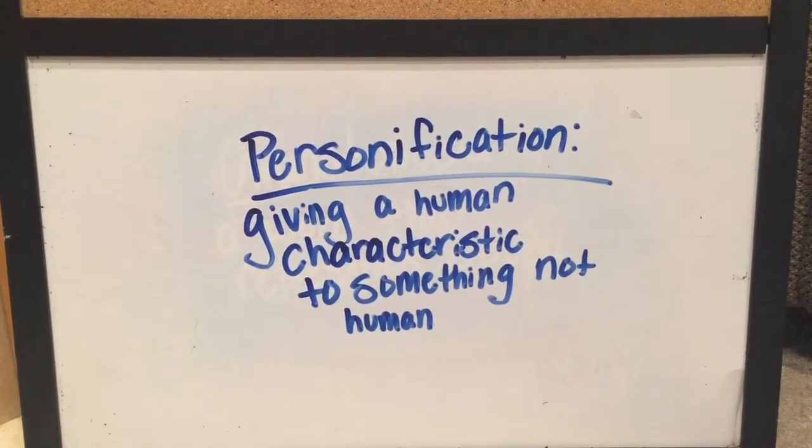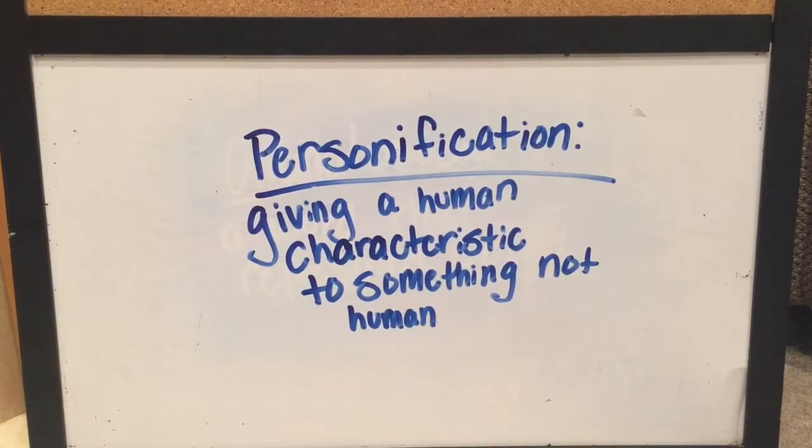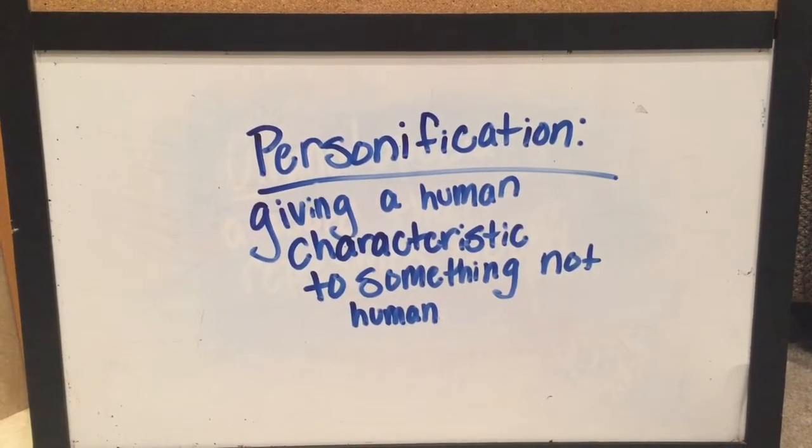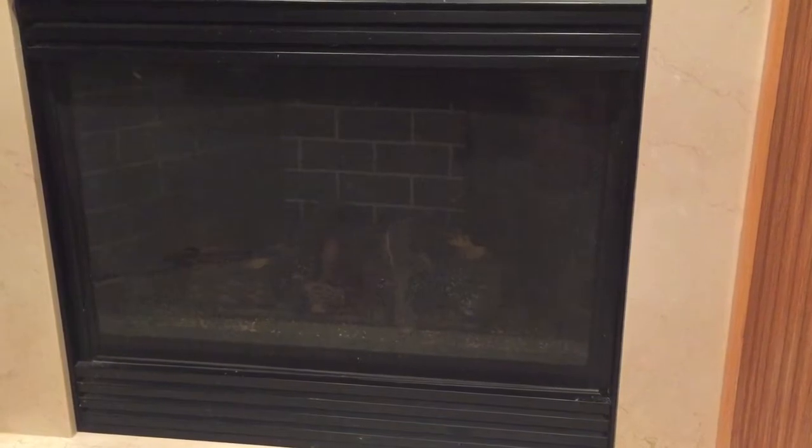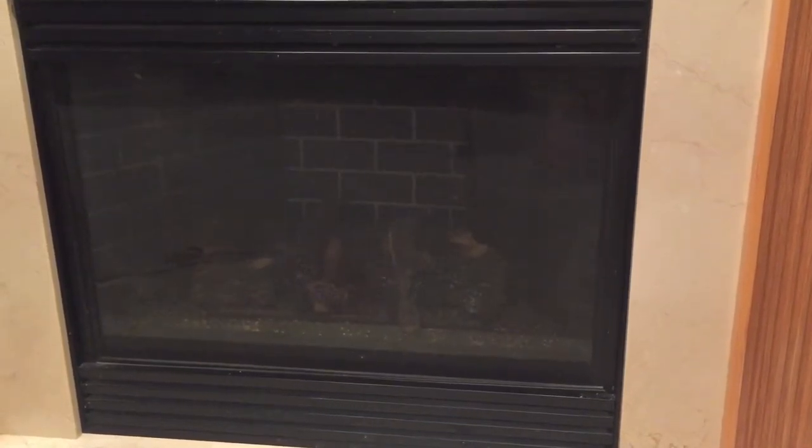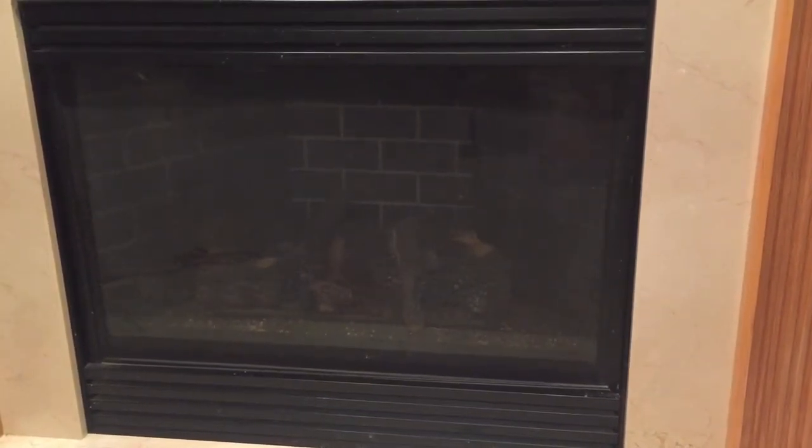The next device is personification, which is the attribution of a human characteristic to something not human. An example of personification would be when we turn the fireplace on, the flames appear to be waving at us.